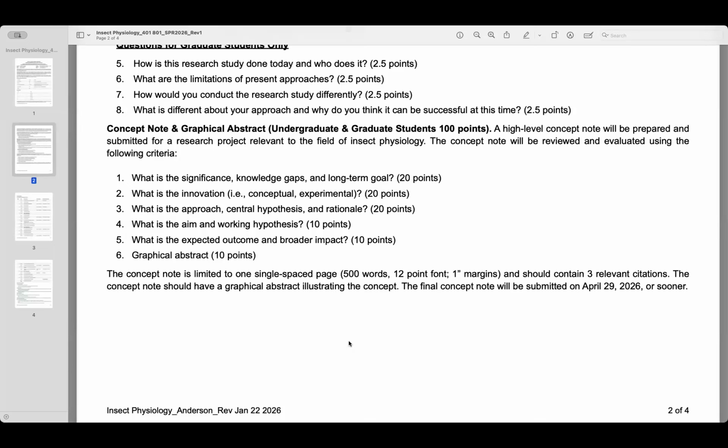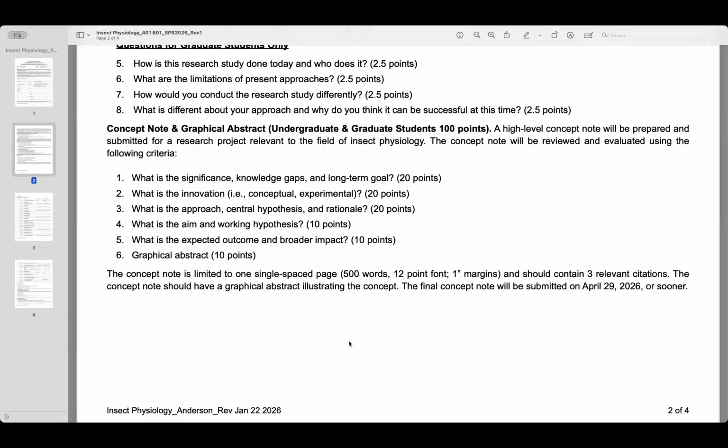So, significance, knowledge gaps, and long-term goals. What I'm looking for with the significance is why the research matters. So why is it important to the field of insect physiology? The knowledge gaps are just what it says: what we currently don't know about that subject, or how your project will address the gap in knowledge. And then the long-term goal, which is the broader overarching outcome of what the project will do.